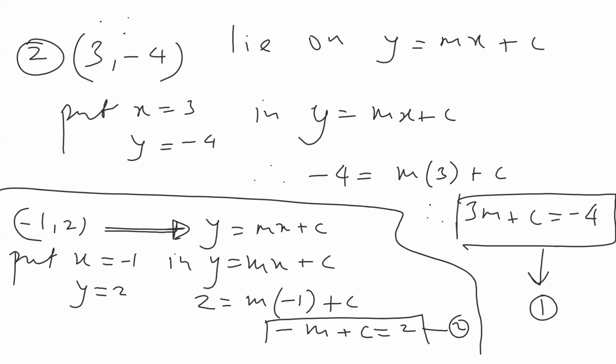Now I think you might have guessed what we are supposed to do over here. So basically we are supposed to solve both 1 and 2 simultaneously. Simultaneous equations, I'm very sure you might be knowing. So that's it. You can just solve the two equations simultaneously and get the values of m and c.